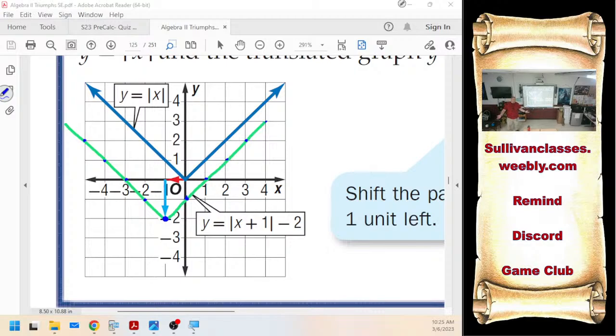And that's it. Okay. I will write that same stuff over here. We'll add it to the others. Now it's y is absolute value of x minus h plus k.